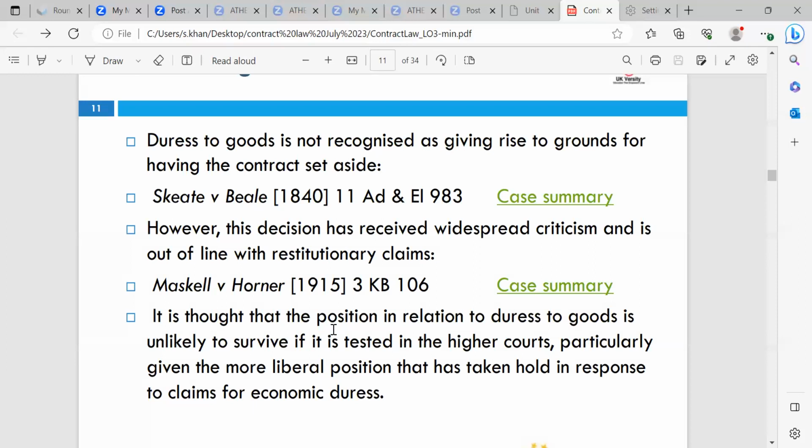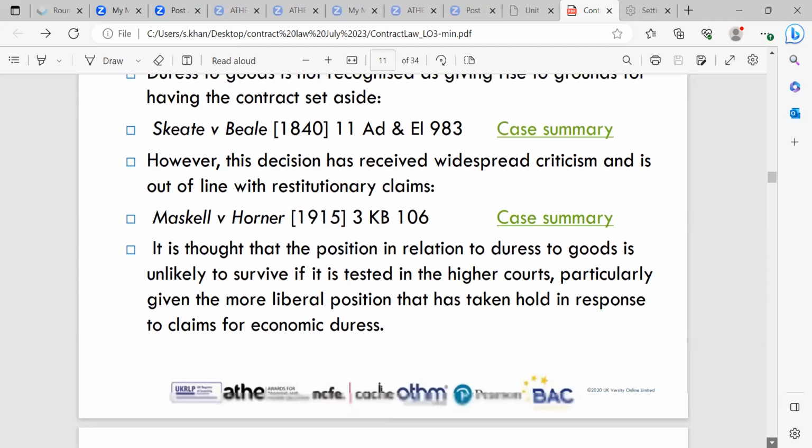And then this case of Maskell and Horner 1915, if you want to have a look at the facts of the case there as well, the case summary is there. In Maskell, it was thought that the position in relation to duress to goods is unlikely to survive if it is tested in the higher courts, particularly given the more liberal position that has taken hold in response to claims for economic duress.